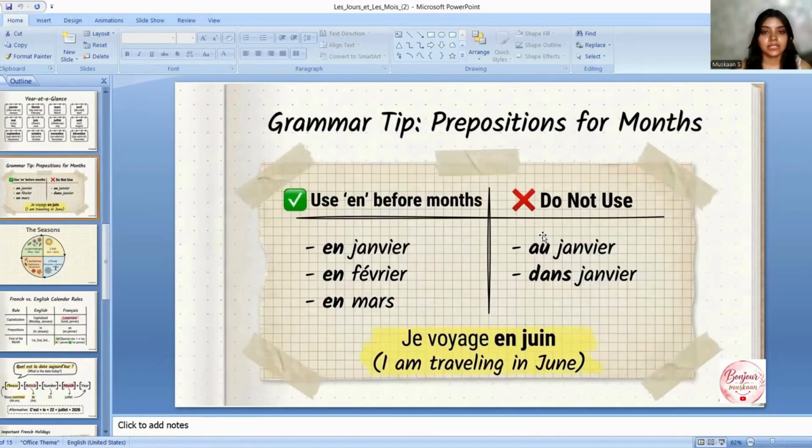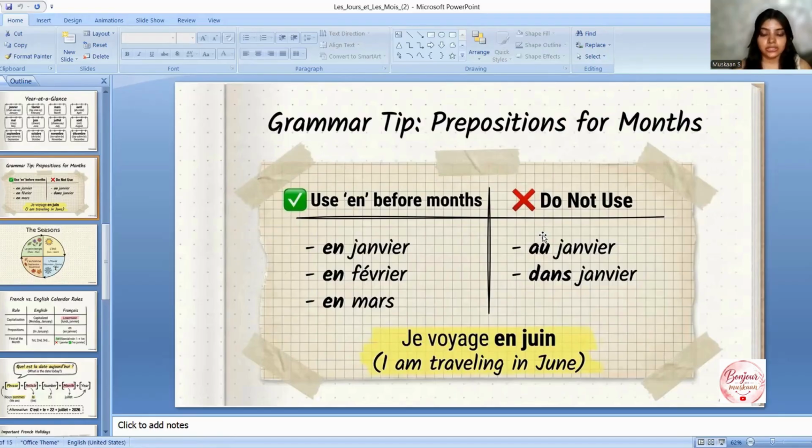Now let's see some grammar tips, which is prepositions for months. So we always use en before months, like en janvier, en février, en mars. And you do not use au or dans. Like we say in January, in February, in March, but for that we will not use au or dans. No, you will be only using en.